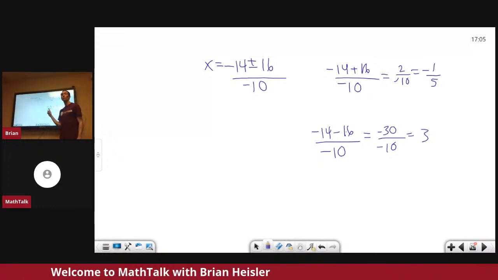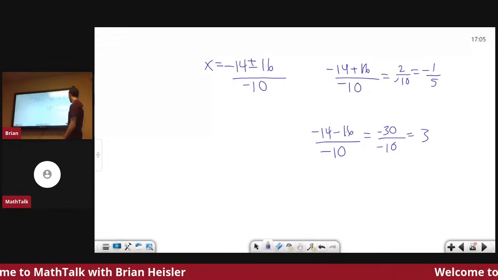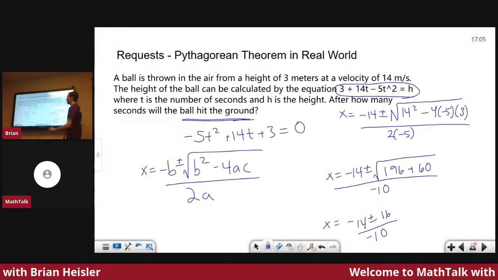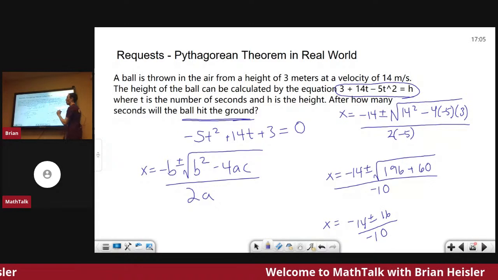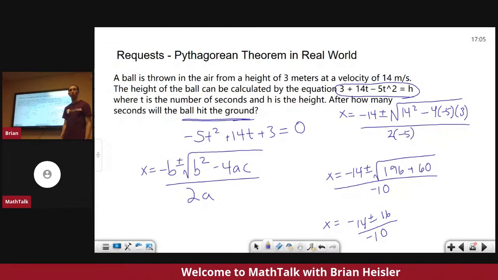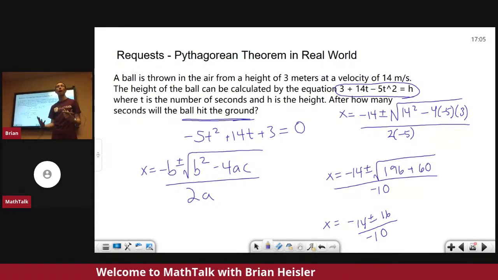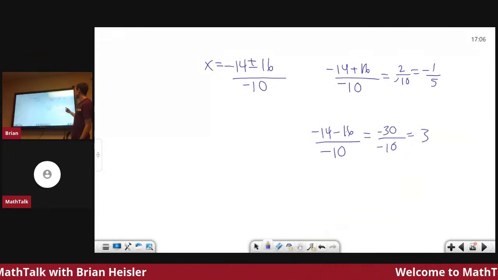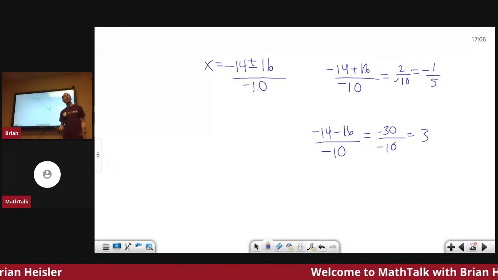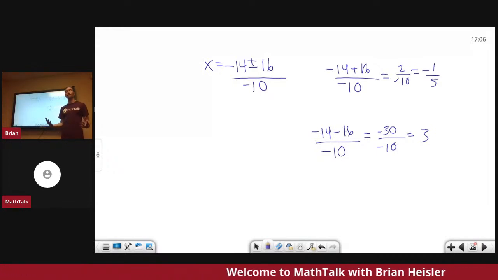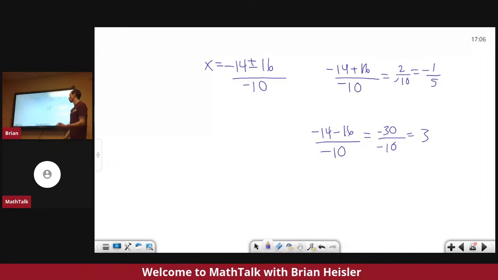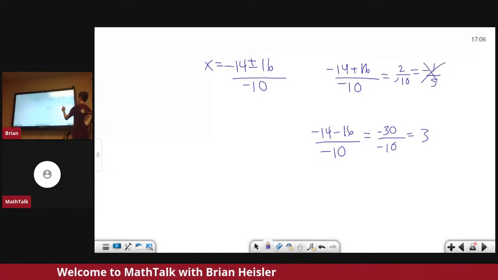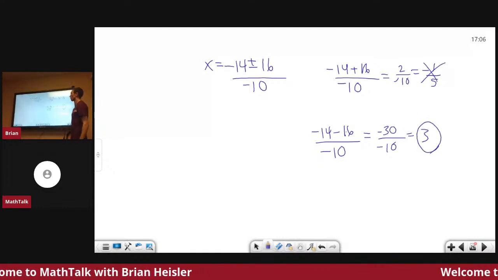And you kind of have to think about it a little bit, because remember, if you go back to the original problem, they ask you, after how many seconds will the ball hit the ground? Okay, so we're looking for time. If we look at our two answer choices, negative 1/5, positive 3, you can't have a negative amount of time. That just doesn't exist in the real world. So this cannot be the right answer. It has to be 3 seconds.